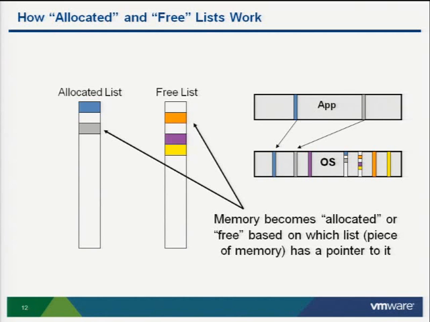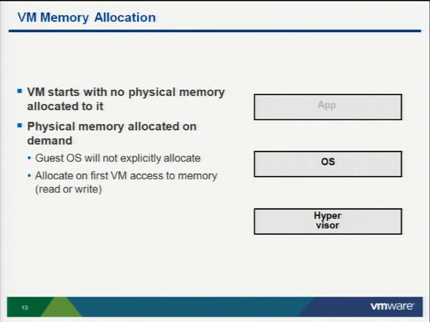There's an interesting thing that happens here. Memory becomes allocated or free depending on which other piece of memory has a pointer to it, depending on which other piece of memory has that memory's address in it. Now, does that make sense to everyone?